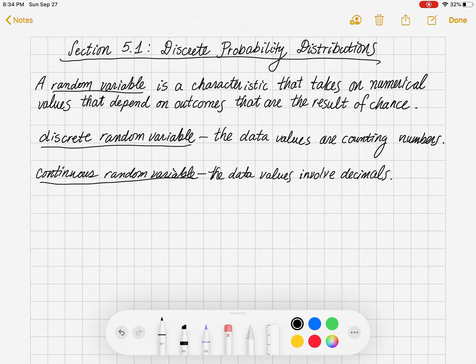So we're moving on to section 5.1, which is about discrete probability distributions.